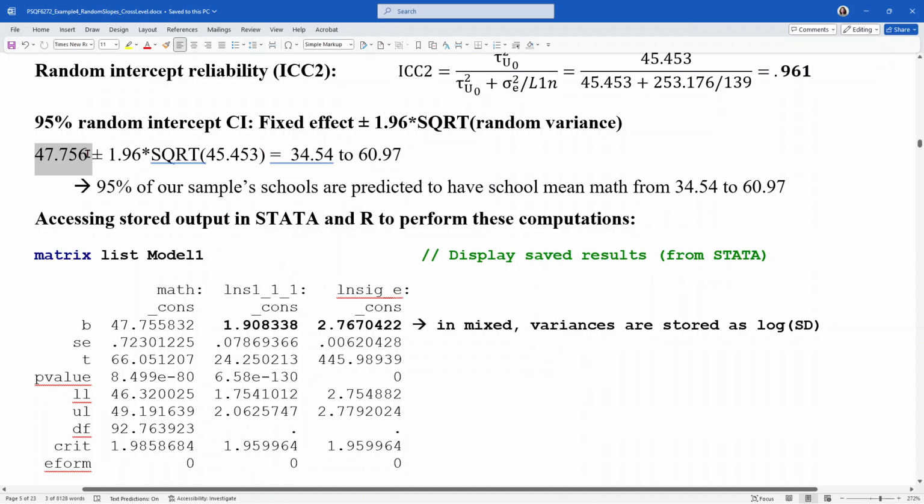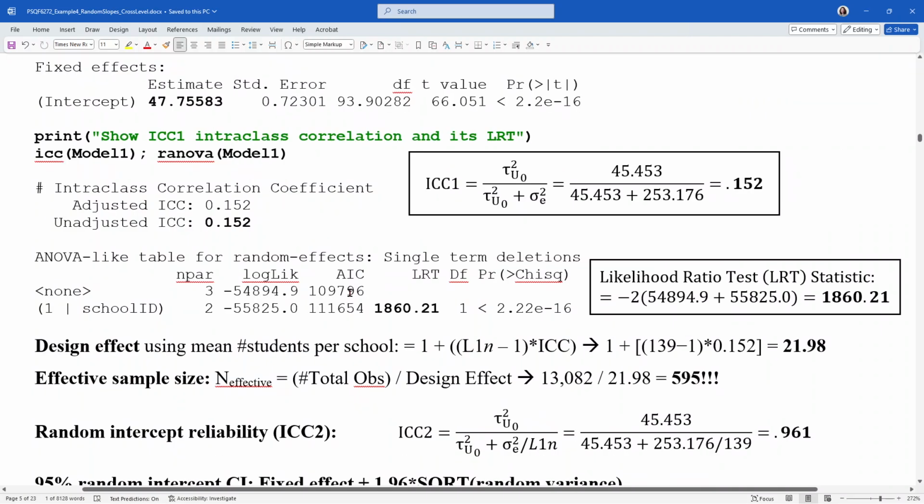I'm feeling silly. That is my fixed intercept. Oh, right there. Okay, yeah, my math brain skipped over it. My math brain was thinking that's almost half of 95. Yep. Nope, that's my fixed effect. Okay, thank you.